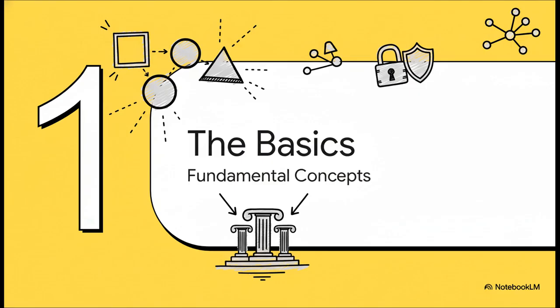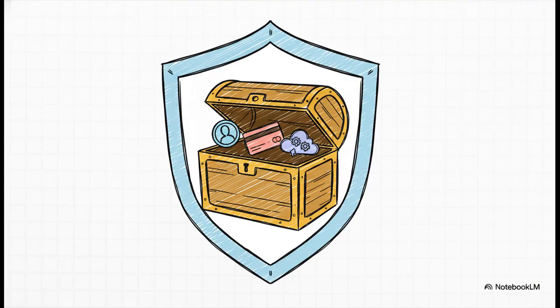Before we can even start to model threats, we have to be speaking the same language. Getting these core ideas right is absolutely essential, so let's start there. So what is the whole point of threat modeling anyway? Well, it all boils down to one simple goal: to identify the most important parts of your application, your assets and functionalities, and then figure out how to protect them.